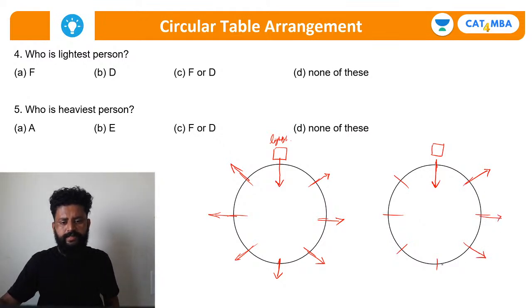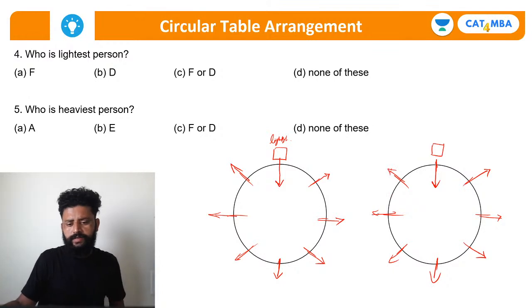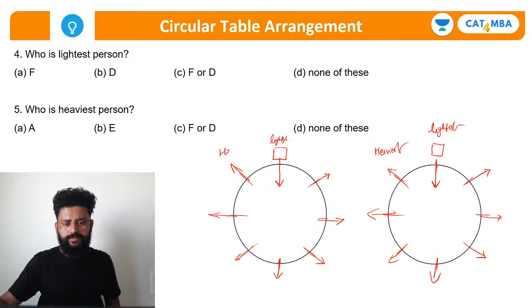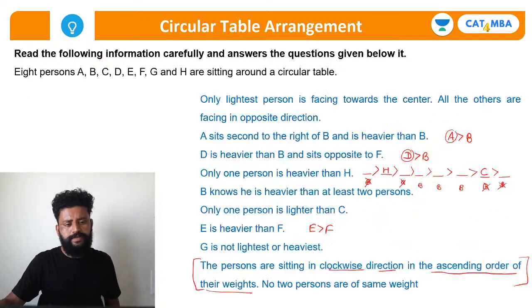they are in ascending order, in the increasing order of their weights. So the lightest person, and for sure it is in increasing order, so here it will be the heaviest person sitting here. That's what we can do. Okay, let's move.